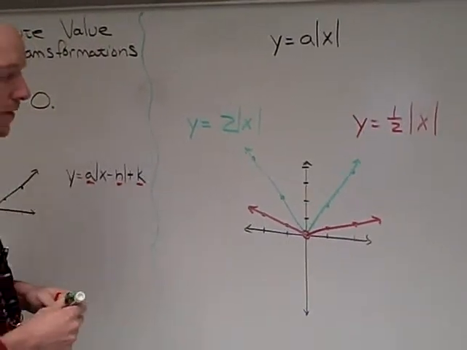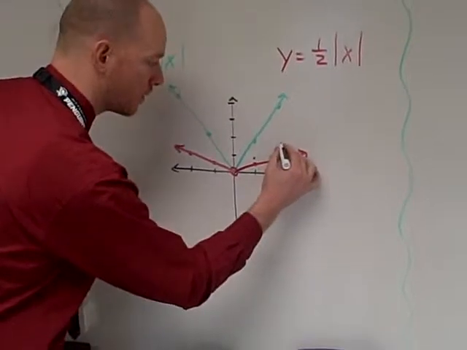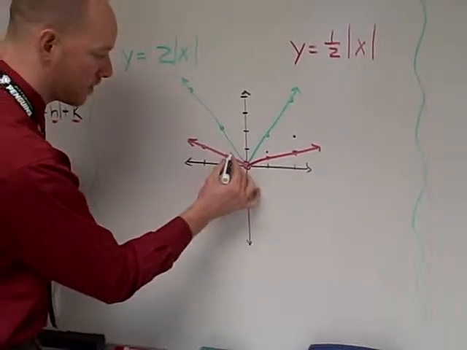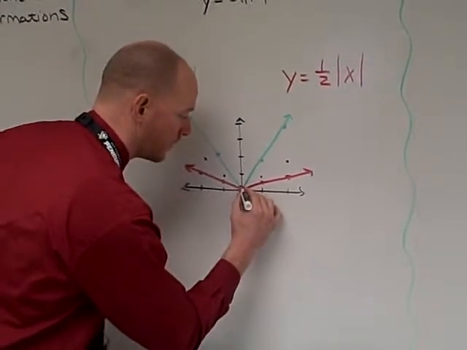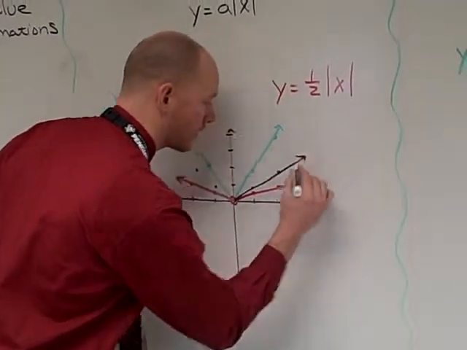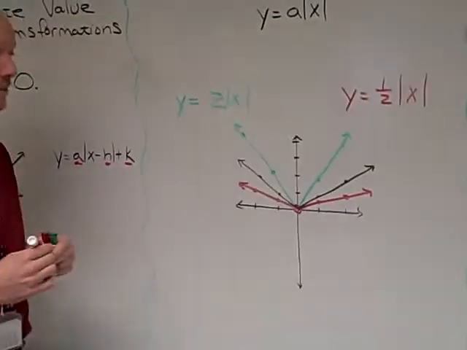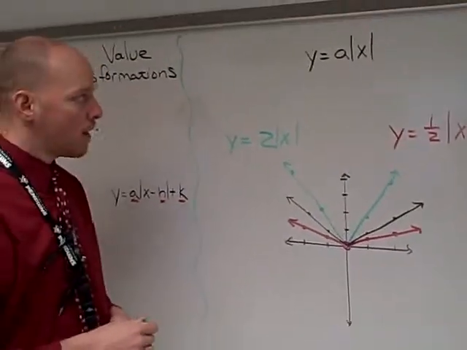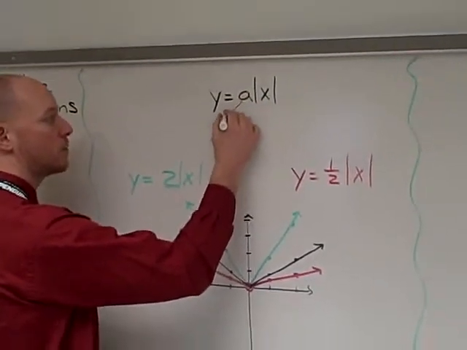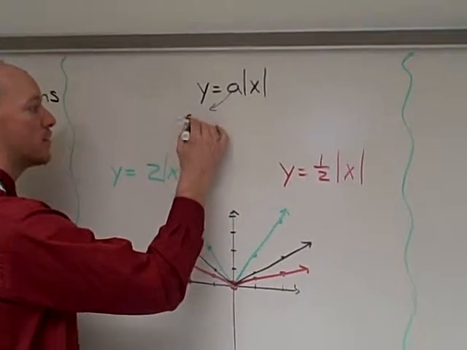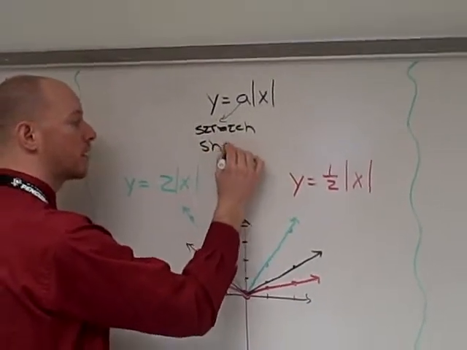To tie this all together, if I were to replot the original function, y equals the absolute value, we would get our following V like so. This leads us to the following conclusion. A is what we call either a stretch or a shrink.